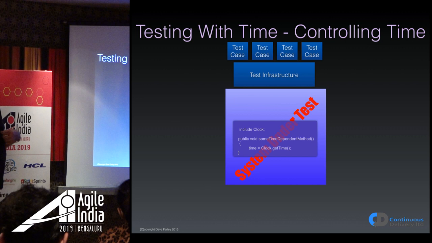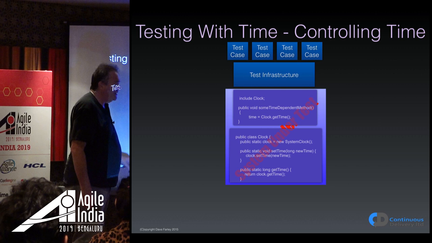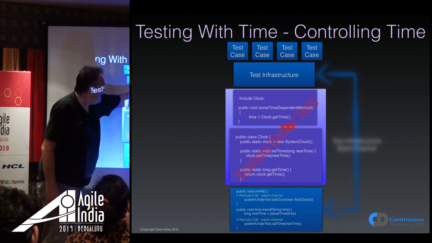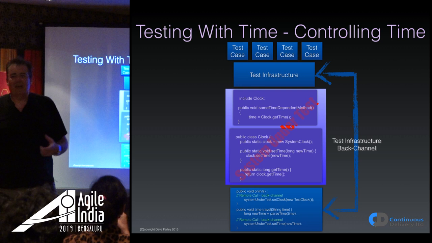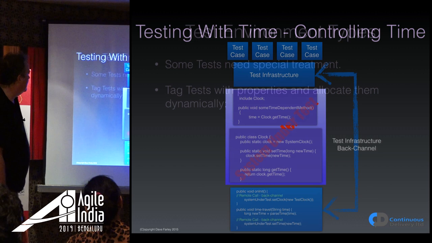And now we can get in the way. We can cheat. We can make the clock tell whatever time we want it to. So maybe we could have a clock like this. By default, it's just the system clock. But we can also set the time to a new value and tell the clock what time to report. And now we have our back channel of communication to our test infrastructure again. And when we say time travel, our DSL is going to say, okay, let's go this many milliseconds forward from the epoch, and tell the clock to report that time. And you can do these long-running time-based scenarios.